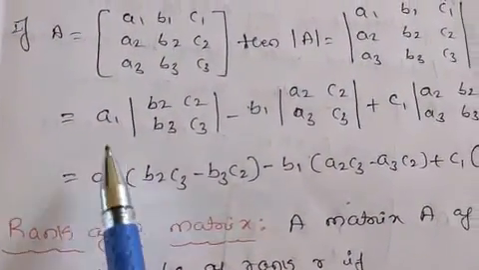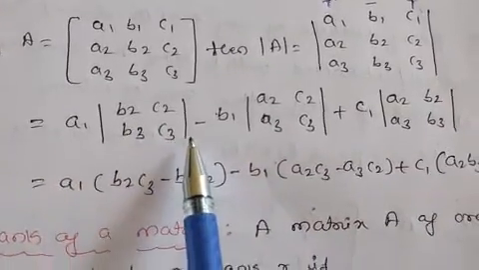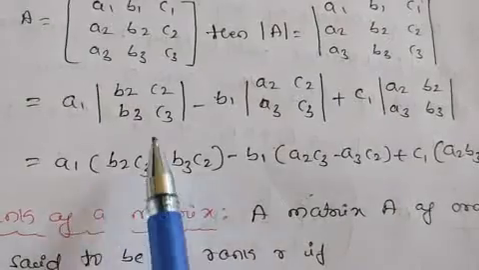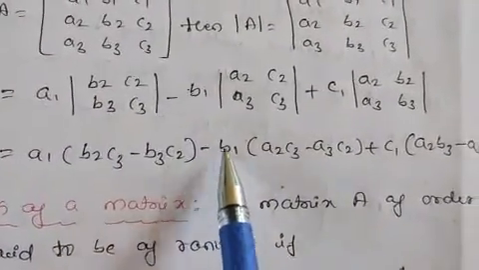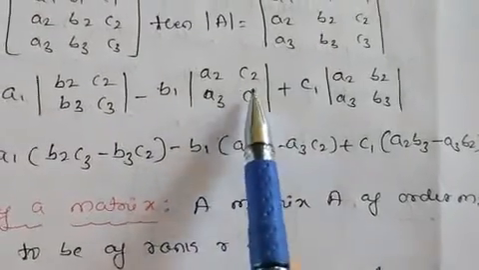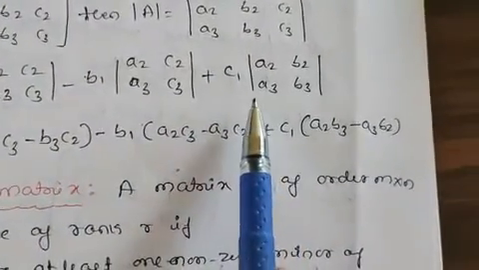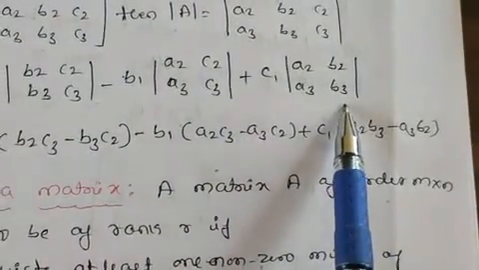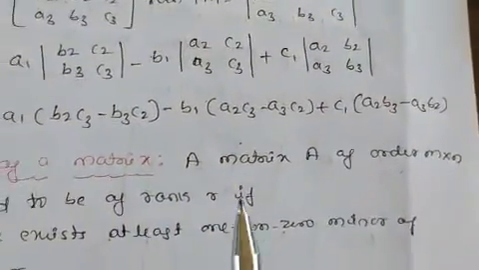It is equal to a1. We know how to expand these 2 by 2 determinants: cross multiply, b2 c3 minus b3 c2. Minus b1 into, same thing here, a2 c3 minus a3 c2. Then plus, lastly, c1 into a2 b3 minus a3 b2.